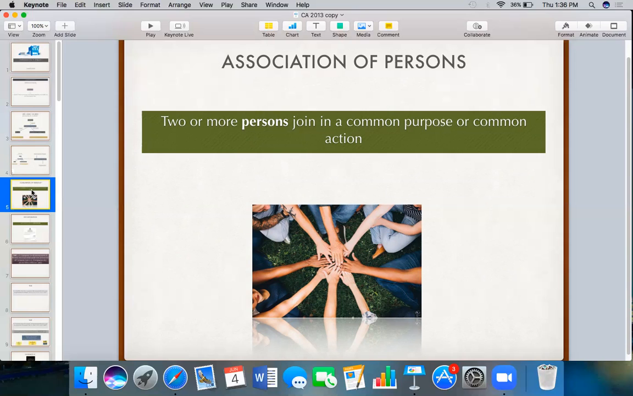If it's a business company or a commercial company, it could be to earn profits or to increase their wealth, or it could be a company just to help the society. So that's what association of persons means.